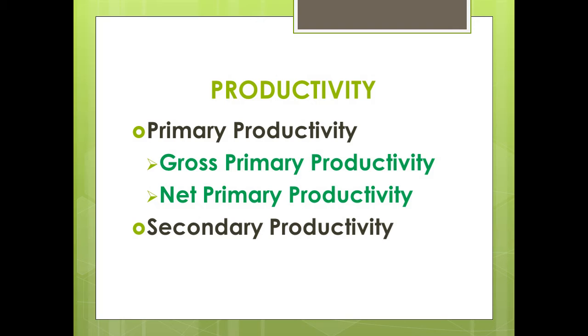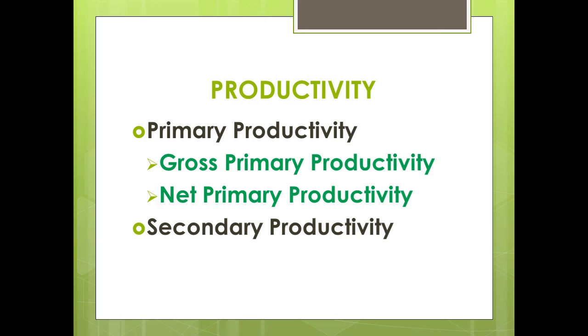Net primary productivity is the amount of energy or biomass stored by the producers per unit area per unit time. Net primary productivity is less than the gross primary productivity. Net primary productivity will be equal to gross primary productivity minus respiration.